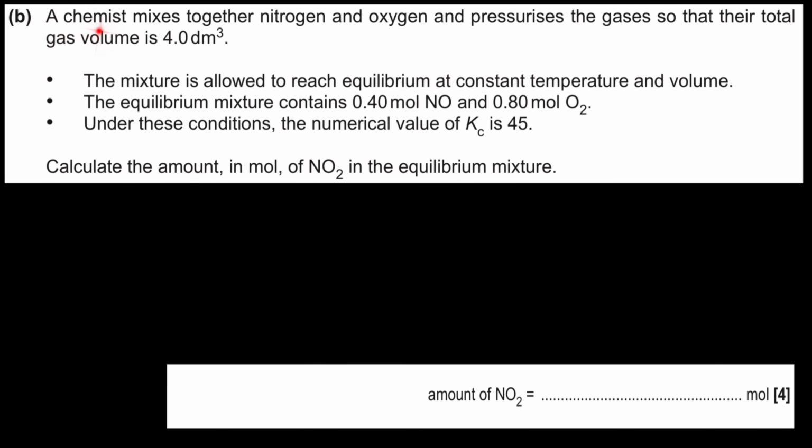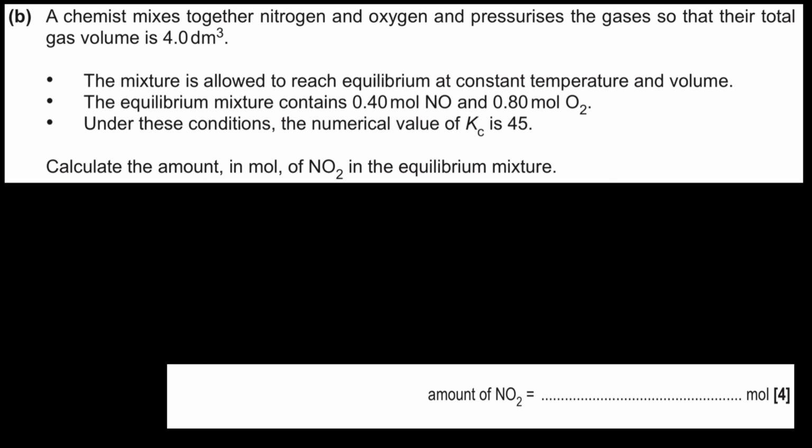Part B. A chemist mixes together nitrogen and oxygen and pressurizes the gases so that their total gas volume is 4.3 decimeter cube. The mixture is allowed to reach equilibrium at constant temperature and volume. The equilibrium mixture contains 0.4 mole of nitrogen oxide and 0.8 mole of oxygen gas. Under this condition, the numerical value for Kc is 45. Calculate the amount in mole of NO2 in the equilibrium mixture.